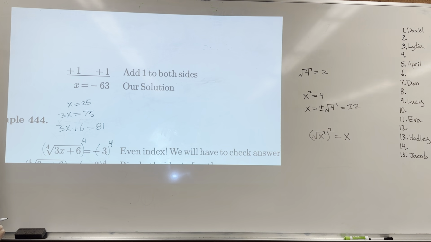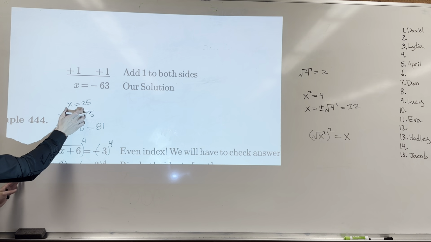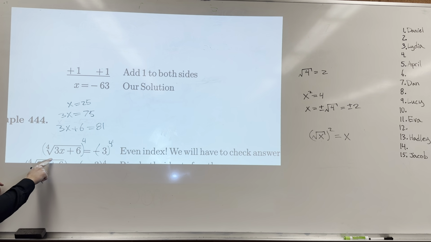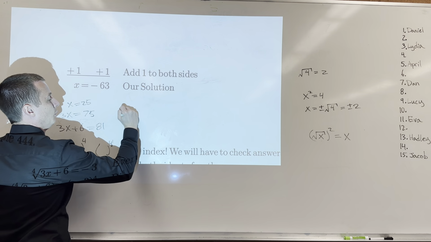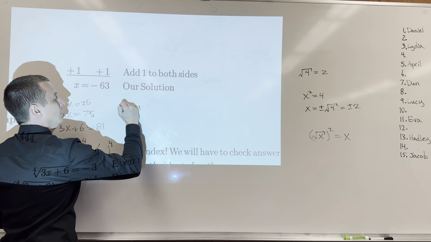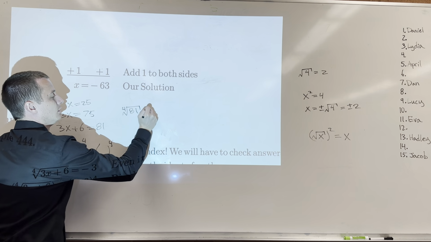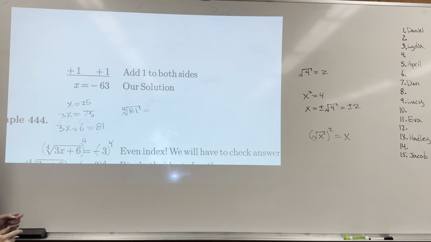But why? Oh, it's because of 4 times. Now look how this all seems like it's working. We were able to get an x. X is 25. Plug it back in. So let's see. 3 times 25 is 75. Plus 6 is 81. So we got the 4th root of 81. What is the 4th root of 81? It's 3. It is not negative 3. Oh.